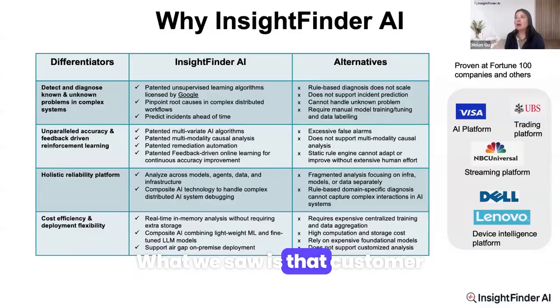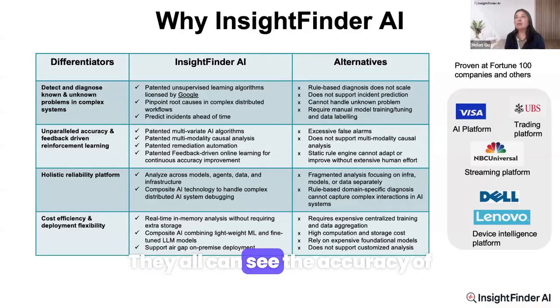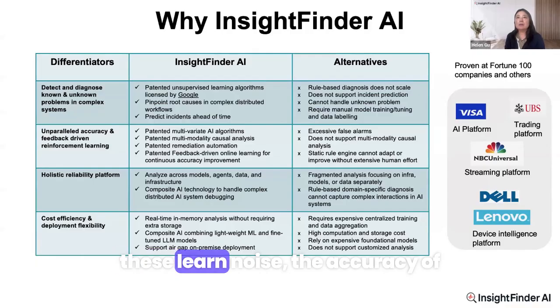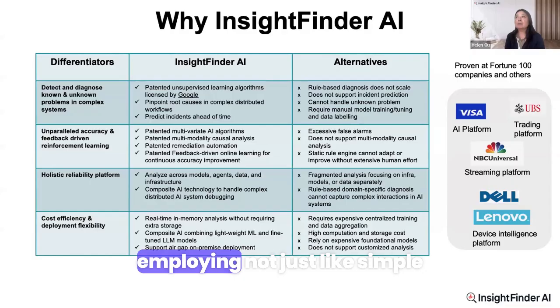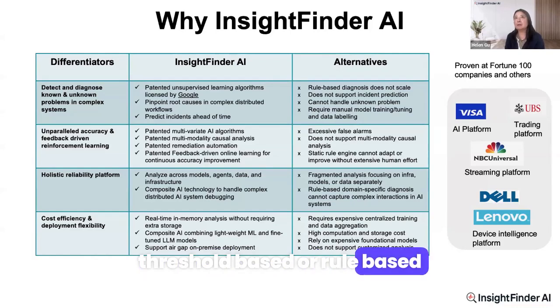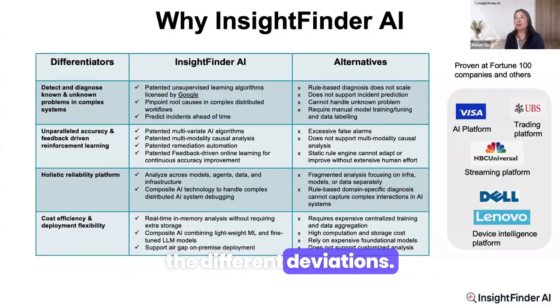What we saw is that customers really like that they can use InsightFinder to detect both known and unknown problems. They can all see that the accuracy of the alert noise, the accuracy of those problem detections, has become much better because we are employing not just simple threshold-based or rule-based alerting. We are doing multivariate unsupervised learning to model system normal behaviors and find all the different deviations, right?